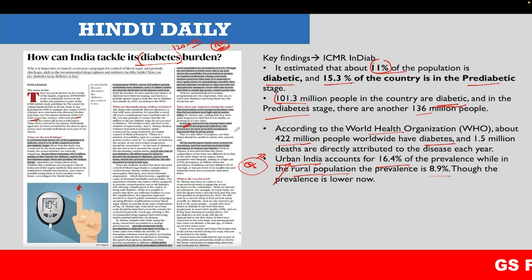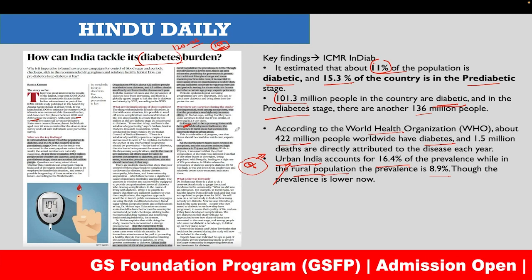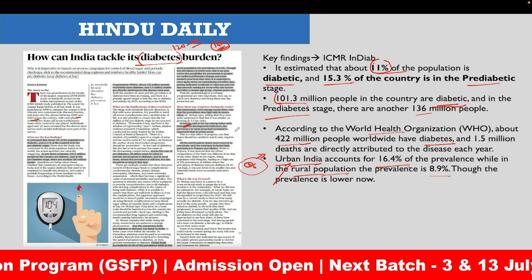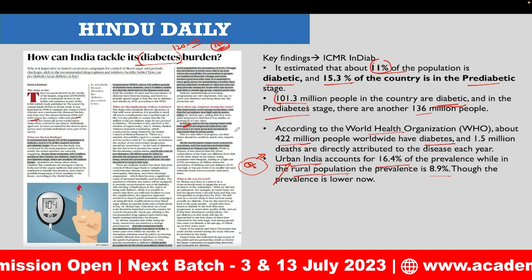Then with respect to the northeastern states, we all know the northeastern states are dominated by high mountains, right? So we can think that the physical work will be very high among the people. But they had given the example of Tripura and Sikkim. In Tripura and Sikkim, the diabetic prevalence is very high.